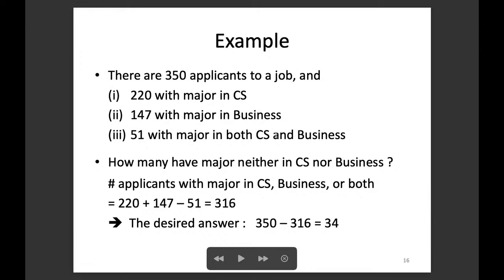So in that sense, there are actually some other applicants who have neither a CS major nor a business major. We want to find out how many of them. So how do we do this? What we can do here is count the total number of applicants with a major in CS, business, or both. To count it is easy. We use inclusion exclusion. We add these two and then minus 51 because we are overcounting 51 of them. After doing the calculation, there are 316 of them with a major in CS or business or both. So the remaining ones out of these 350 must be coming from neither CS nor business. So we can solve this problem like this.